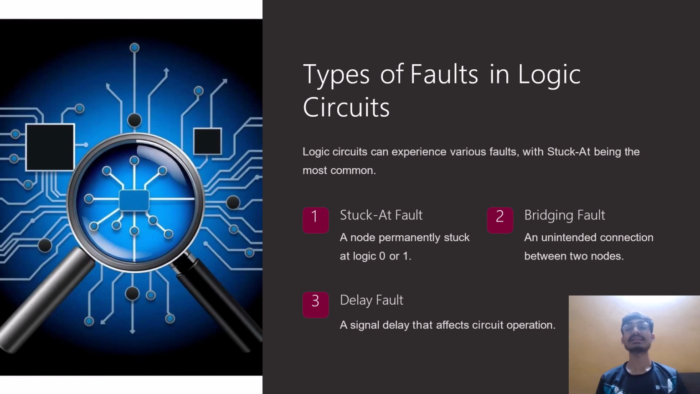Types of faults in logic circuits. Logic circuits can experience various faults, with stuck at being the most common. First, stuck at fault: a node permanently stuck at logic 0 or 1. Second, bridging fault: an unintended connection between two nodes. And third, delay fault: a signal delay that affects circuit operation.